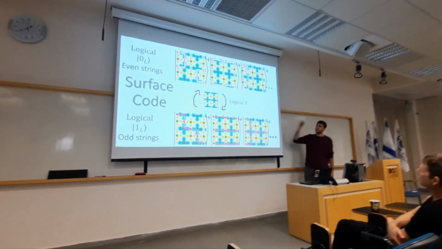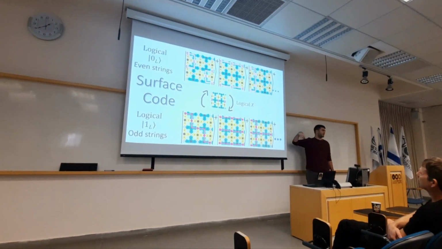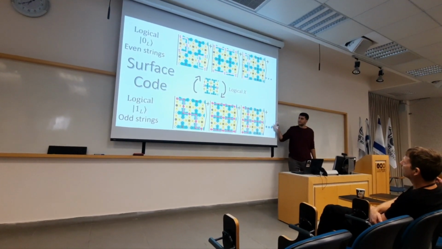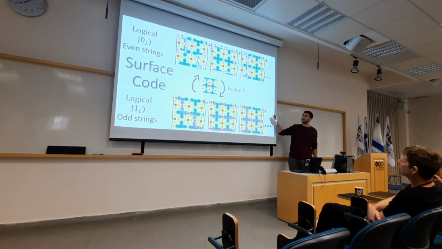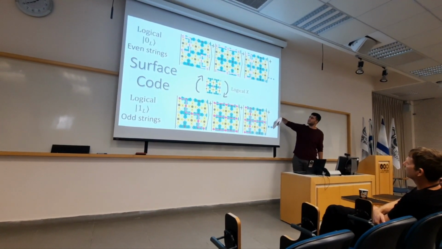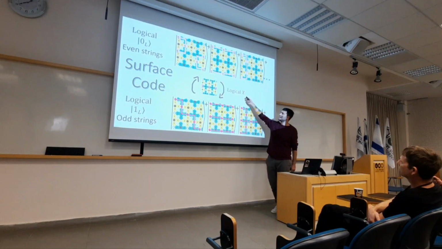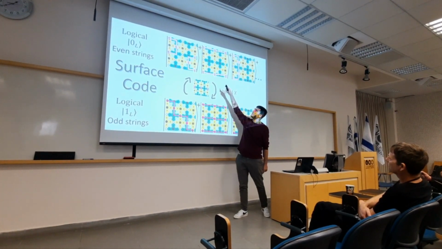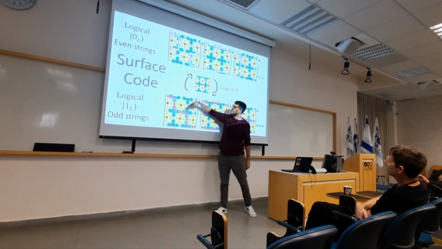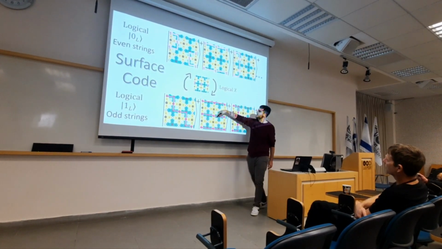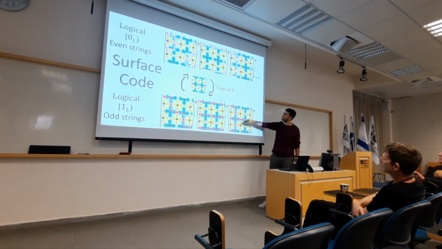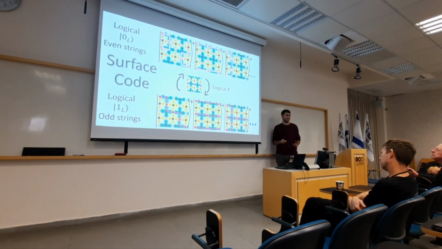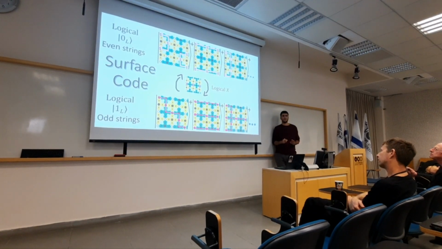If I want to flip and ask myself what is the state of the logical one, it's a superposition of all the odd states, and if I want to switch to this one, I have to operate with a logical X gate, which is a chain of X's. So I add one more chain from left to right. So this one becomes 3 strings, this one becomes 1 string from left to right, and this is the logical one. So this is the basic idea without any errors.